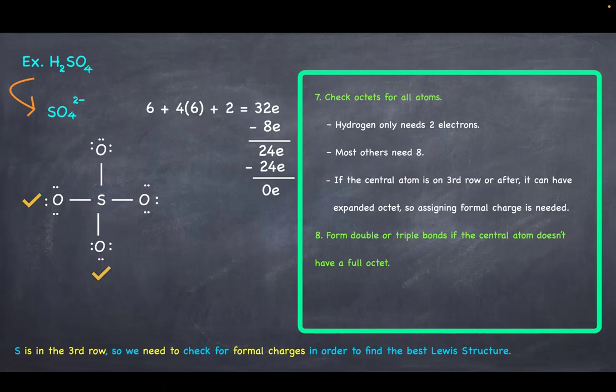However, this is the part that I said the central atom belongs to the third row or after, meaning it can have expanded octet. So this is the time you have to use the formal charge to decide if this is the best structure for this compound or not. So we have to assign the formal charges. So here's the formal charges for every single atom.